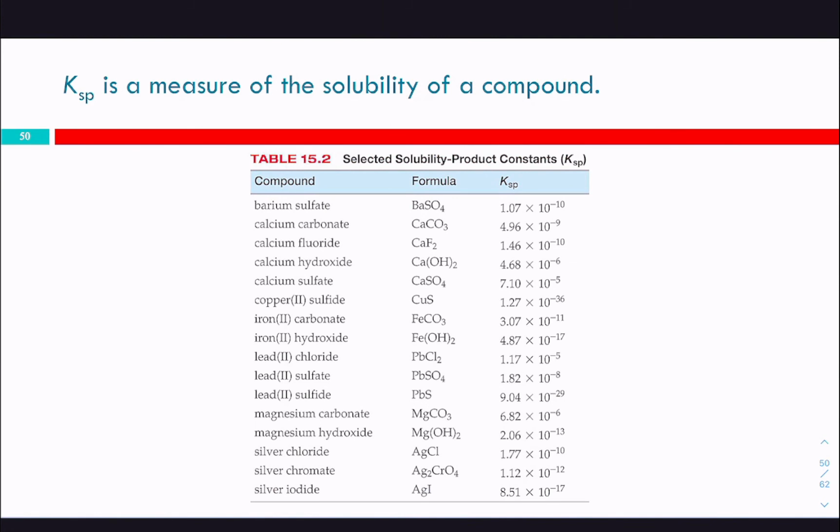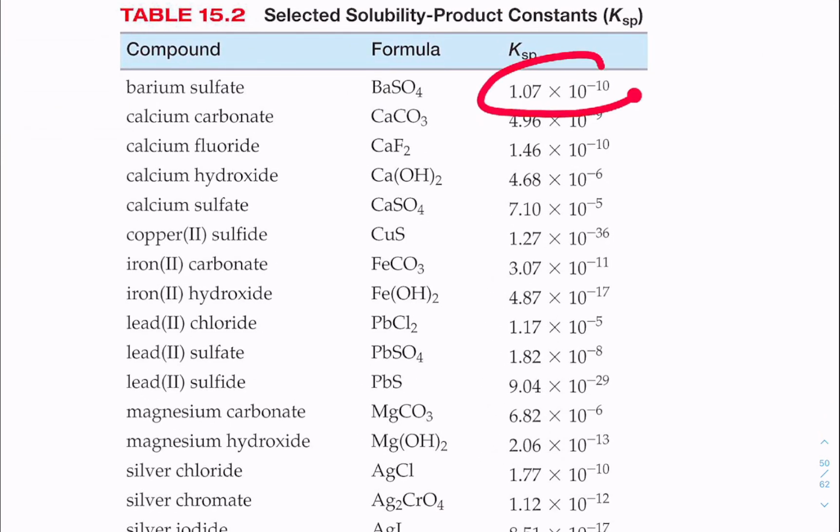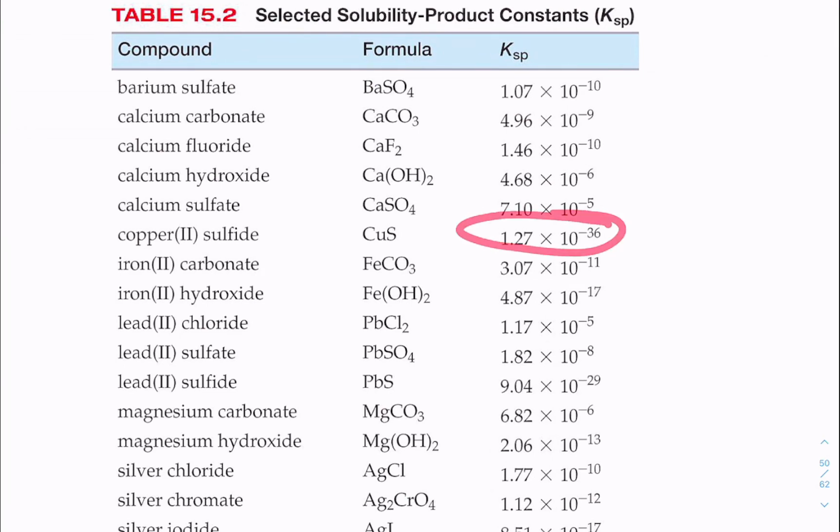So even for these compounds that aren't very soluble, most of these are pretty much insoluble, there's still a small amount that dissolves, which is what this Ksp tells us. Oh yeah, this one. Copper sulfide, that's 1.27 times 10 to the negative 36, means that almost none of this is going to be dissolved. The most soluble thing on here would be calcium sulfate, which is 7.1 times 10 to the negative 5. So still not very soluble.